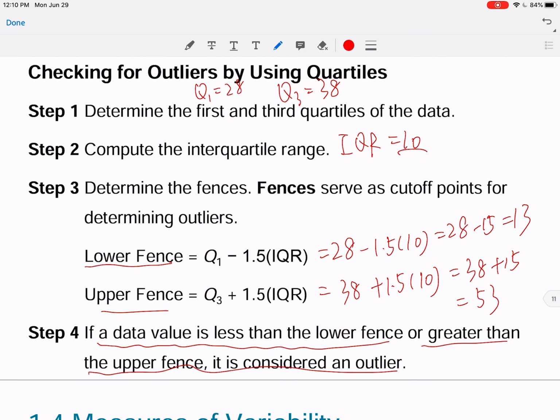So basically, this is how we check for the outliers by using the quartiles. What we need to do, just follow the 4 steps over here. Find Q1, Q3, and then calculate the IQR, and then determine the lower and upper fences, and say if there are any numbers less than the lower fence or greater than the upper fence.